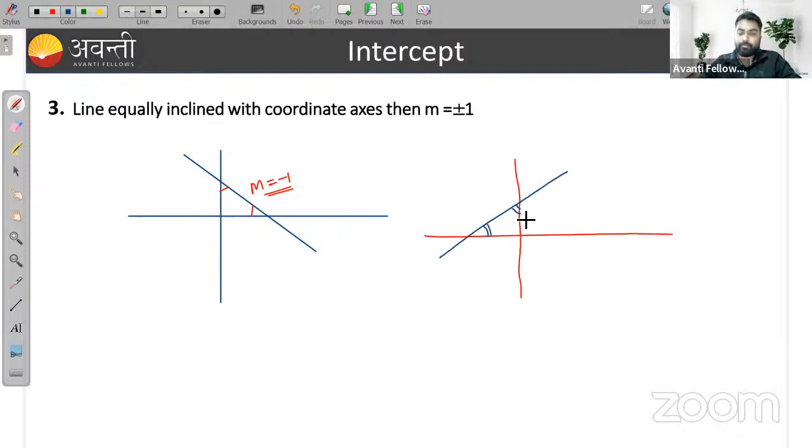These two angles are same. Then what is the slope of this line? M is equal to 1. Is that clear to everyone? M is equal to 1.